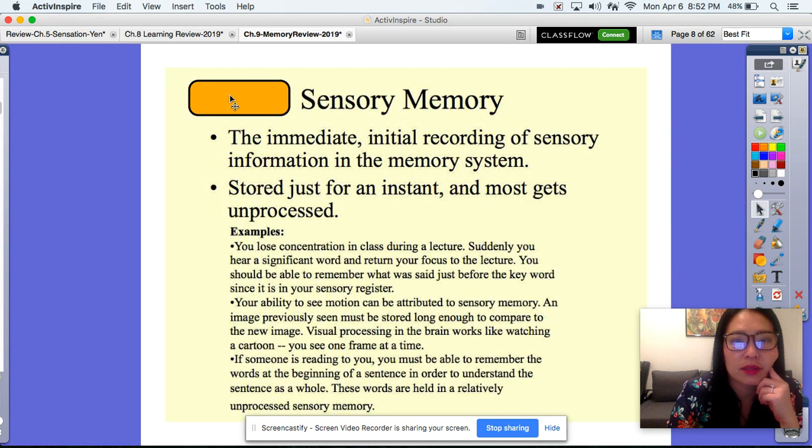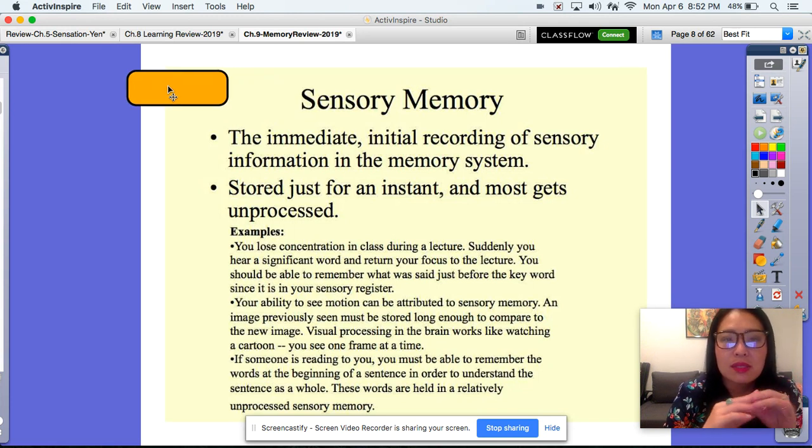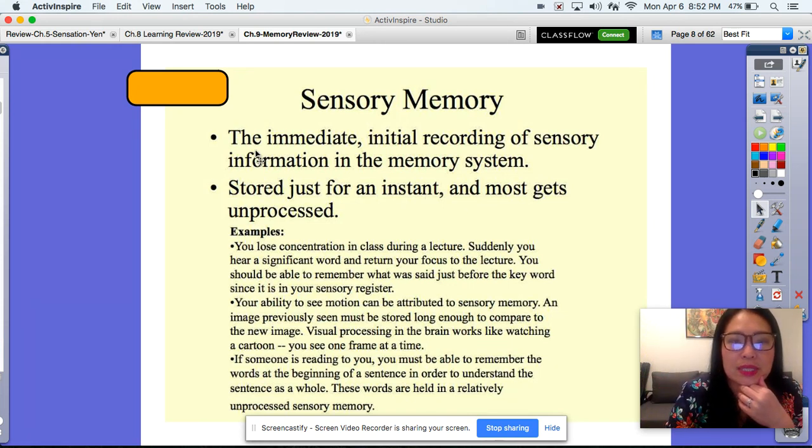Okay, this is going to be another 3-step process. It's going to be sensory memory, short-term memory, and long-term memory. So sensory memory is the immediate initial recording of sensory information in the memory system. So this is like the first time you're hearing a word, reading a word, seeing a word. So your ability to even just read the sentence from beginning to end is all part of our sensory memory. So it's the initial encountering of the sensory info, whether it's taste, smell, hearing, and so on.